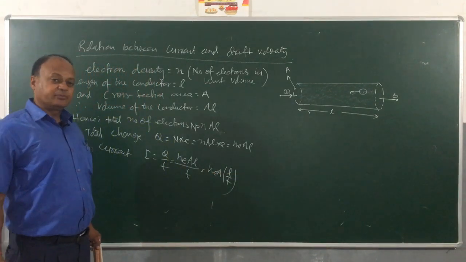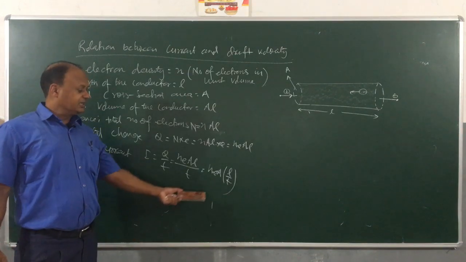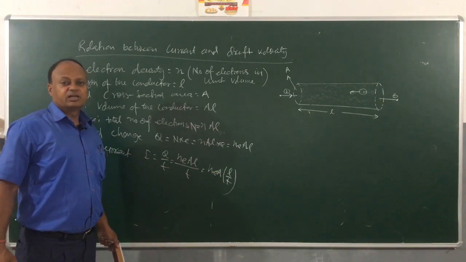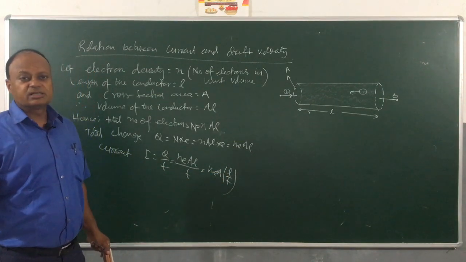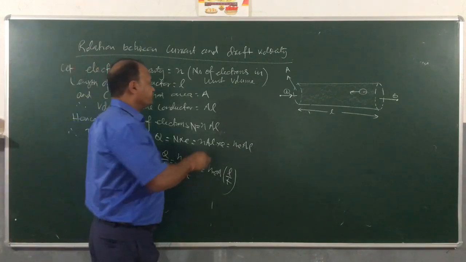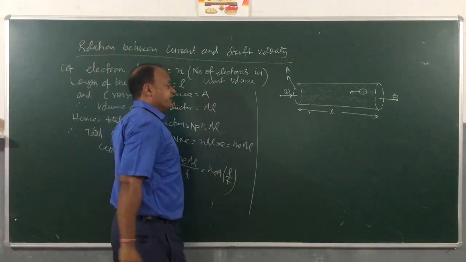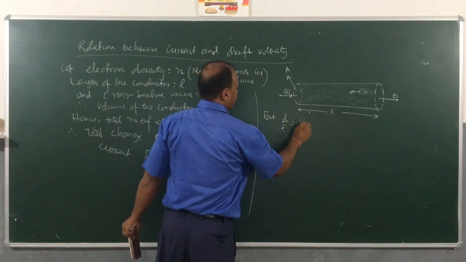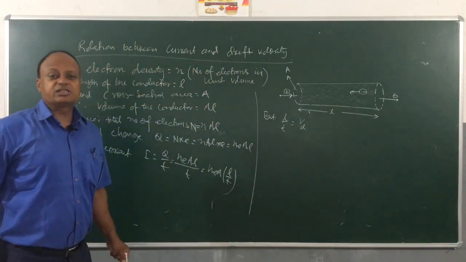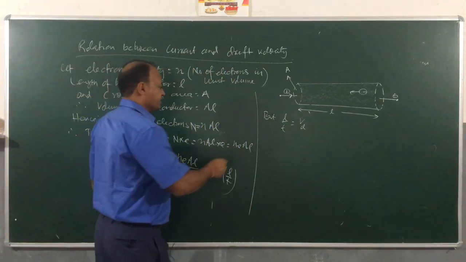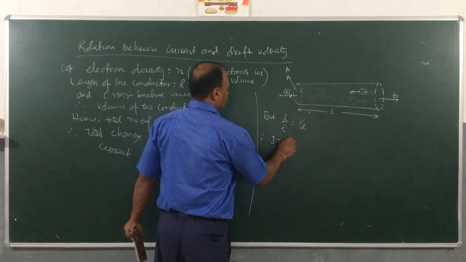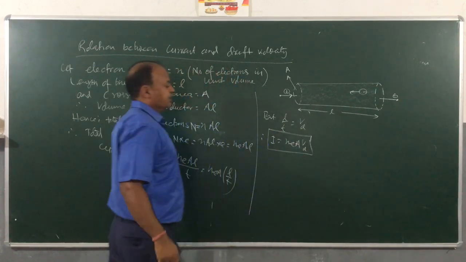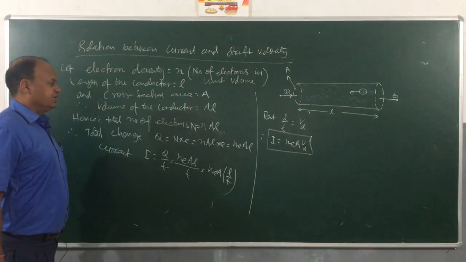Now L is the total length of the conductor which electrons have to travel, and t is the total time. So total distance upon total time will be the mean or average velocity. So very rightly we can say L by t is equal to the average velocity v, and that average velocity is the drift velocity. Therefore we get a relation I is equal to n e A v_d. Now this is an interesting relation which you have to remember. I is equal to n e A v_d.